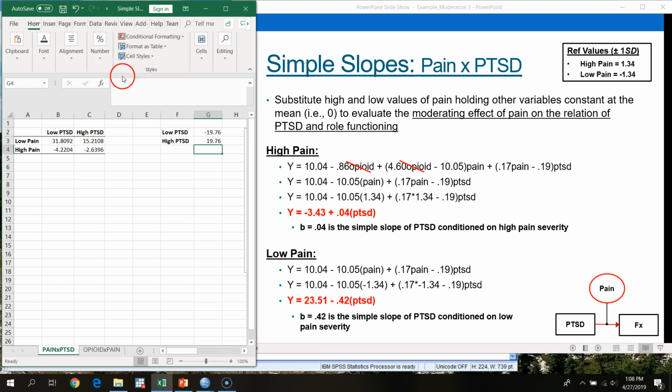Whoops. High and low levels. There we go. Here, same thing: equals my simple slopes equation for low pain, but now I'm plugging in high levels of PTSD. So we got that. Same thing for high pain. This is my simple slopes equation, plugging in for the conditional effect of PTSD at high levels of pain. So here it's negative 3.43 plus 0.04 times the levels of PTSD. Same thing: simple slopes for high pain at high PTSD.